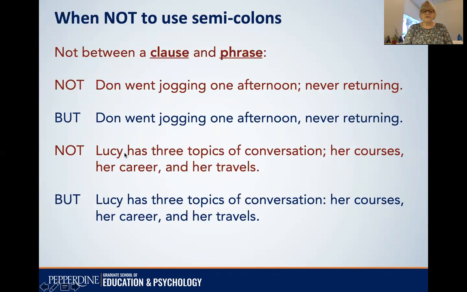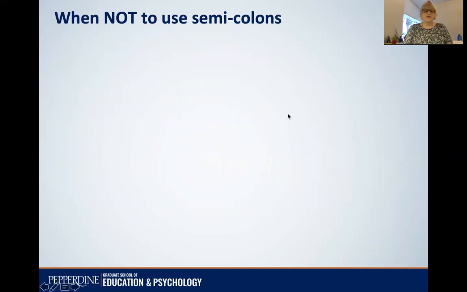And this one, Lucy has 3 topics of conversation. That's fine on its own, subject, verb, object. But her courses, career, and travels, that's not a complete sentence. We would need a verb to make that a complete sentence. So instead, you can use a colon here.